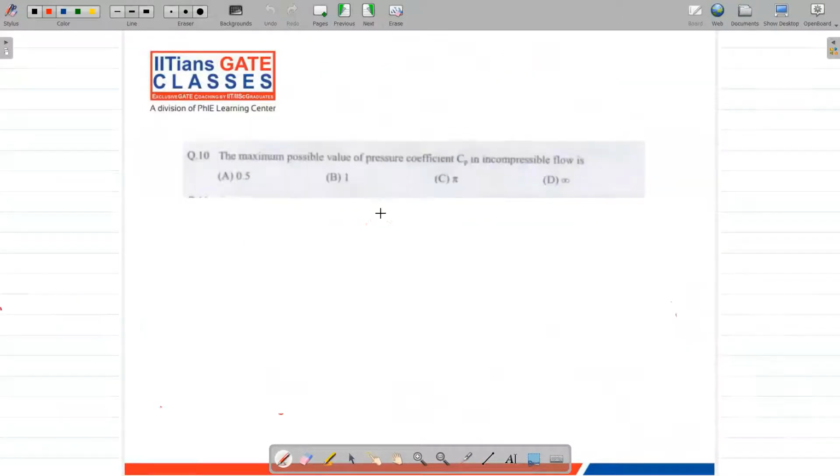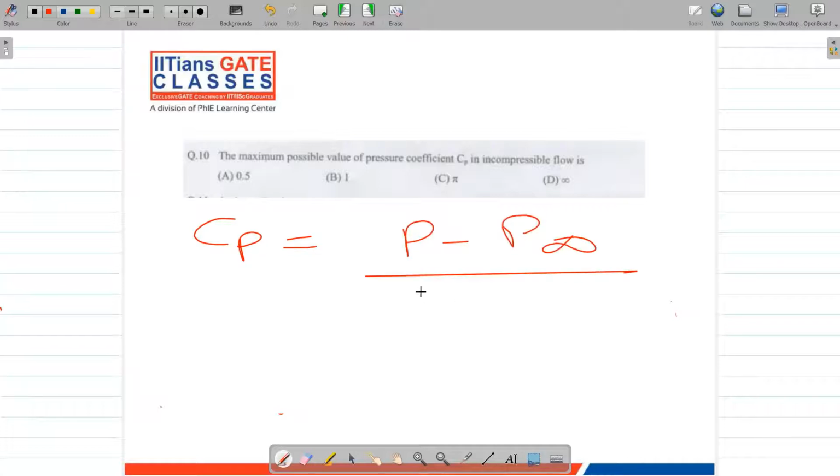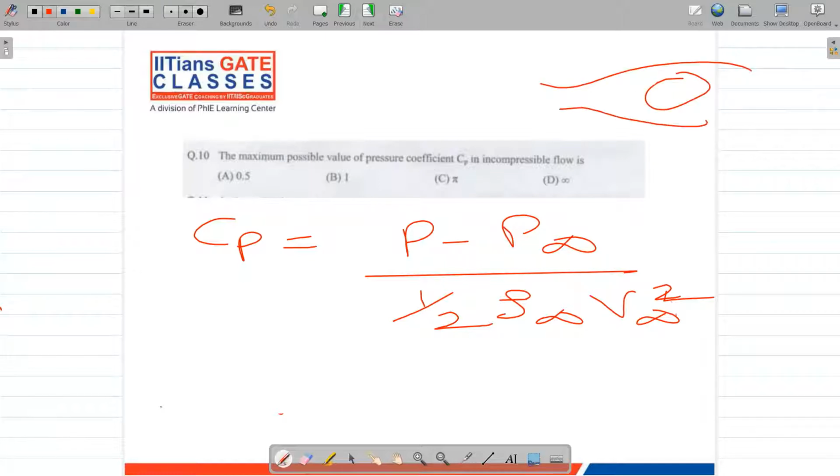All right. The next question they're asking is the maximum possible value of pressure coefficient in incompressible flow. So Cp for an incompressible flow is defined as P minus P infinity divided by half rho infinity V infinity square, where infinity refers to the free stream quantities like pressure, density, and velocity of the free stream. And P is any point in the flow field where I want to find my Cp. So let's say if we have a flow over a cylinder, this P could be any point that I'm choosing on my flow field where I want to find my Cp value.